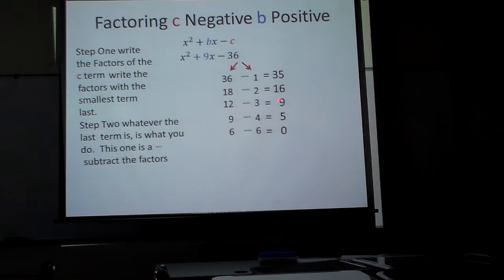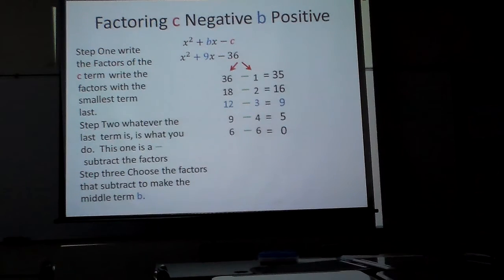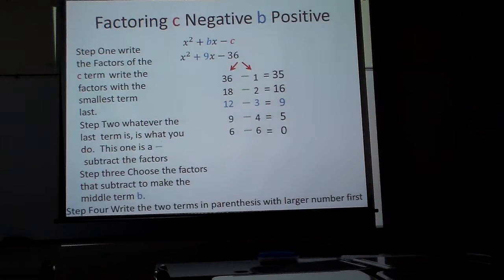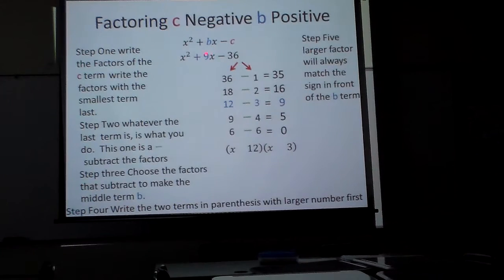Now the reason I do this is I'm looking at this middle number right here. I'm looking for the one that makes the middle number. Well look, a 9 and 9, so I know my numbers are what? 12 and 3. So I'm going to make parentheses. I'm going to write the larger number first. I'm going to put x with the 12 and x with the 3, so I can put my signs in here. And here's what I know. The larger number always matches the b term. Now 9 is positive, so that means this 12 has to be positive.